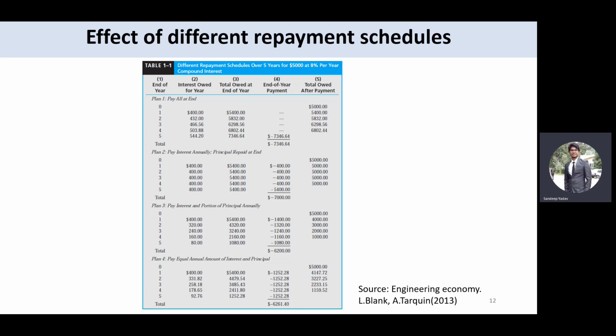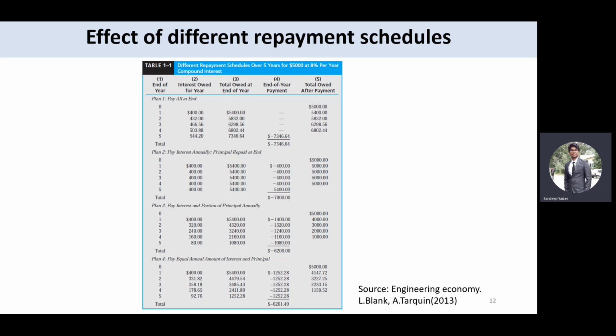So now you are seeing the interest you are paying annually is not growing, because you are paying interest each year. Your principal is staying constant, that is $5,000. Now the final amount you have to pay at year 5 will be $7,000. That way you can save $346 if you pay interest annually.